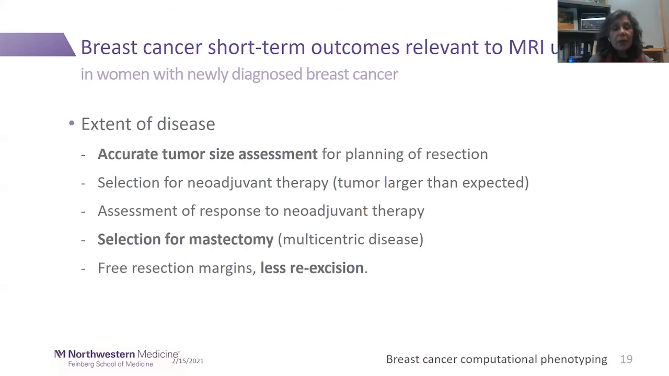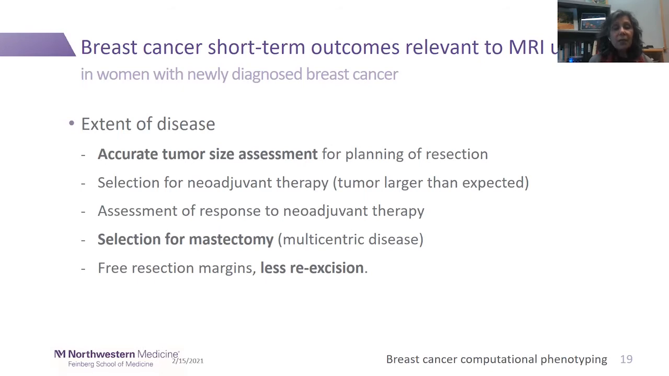And then there were some other clinical applications, but I bolded the ones that are particularly addressed by the use of MRI. So that's tumor size assessment, and selection of patients for mastectomy because other sites of disease are found in the breast, multicentric disease, which is not visualized on mammogram.